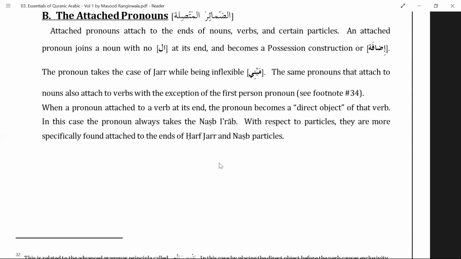The pronoun takes the case of jar while being inflexible, mabni. Now here, how do you know it is jar? Because it is "book of his". The word "his" is after "of", so it becomes jar. But you cannot see the jar because the default form for this is mabni. It is hu, ha dhamma hu, which means "his". By default, it will not change whether it's jar or nasb.